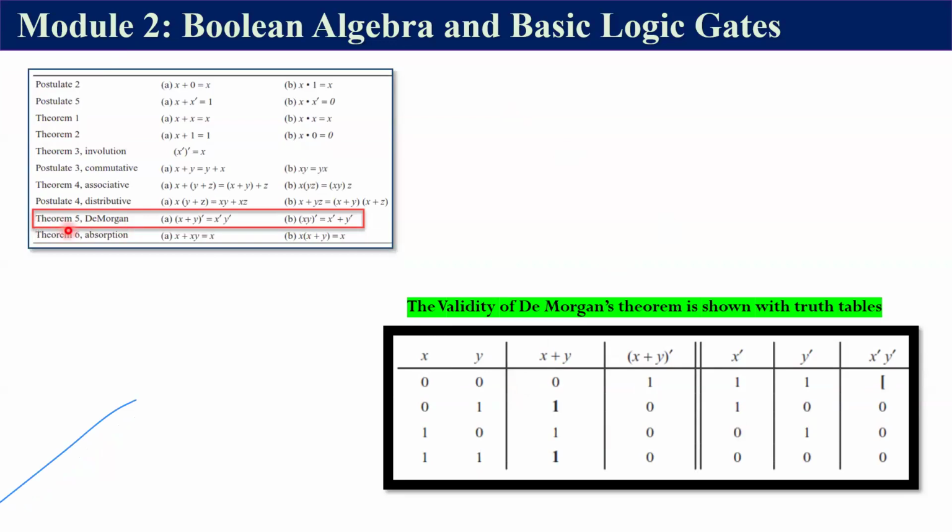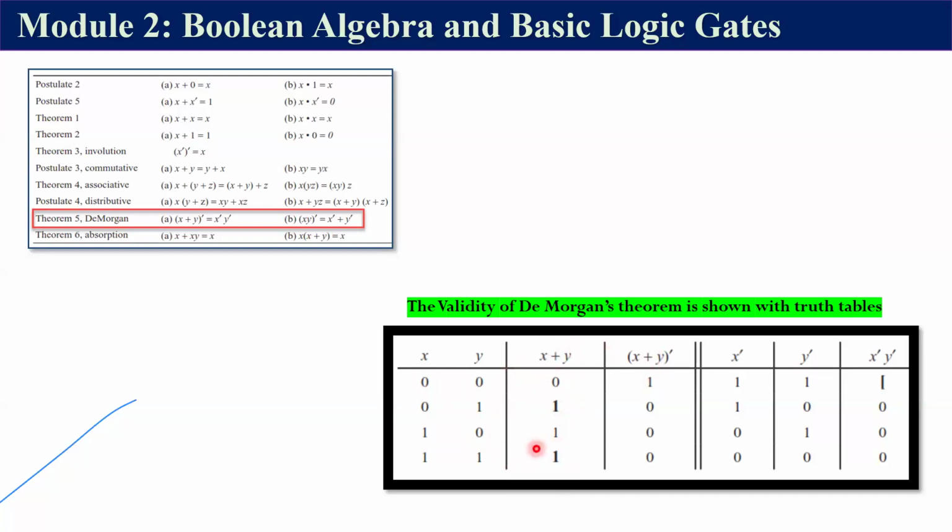Now, let's look at theorem number 5, which is De Morgan's theorem. It's a 2 input we are dealing with, so the maximum we can have as input is 4 combinations. So we have x, y, and we have 0, 0. So what are we computing for? We first want to compute x plus y. So meaning 0 or 0 will give me 0, 0 or 1 will give me 1, 1 or 0 will give me 1, 1 or 1 will give me 1. Perfect, we are done with this.